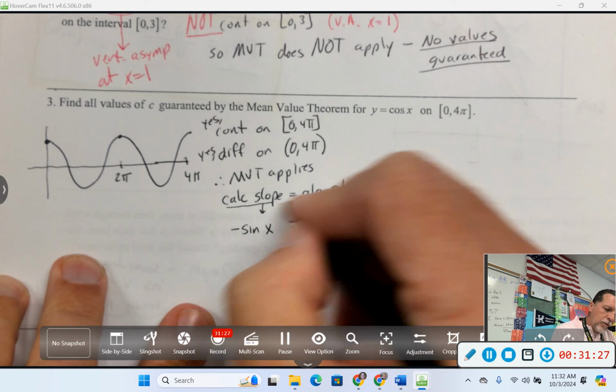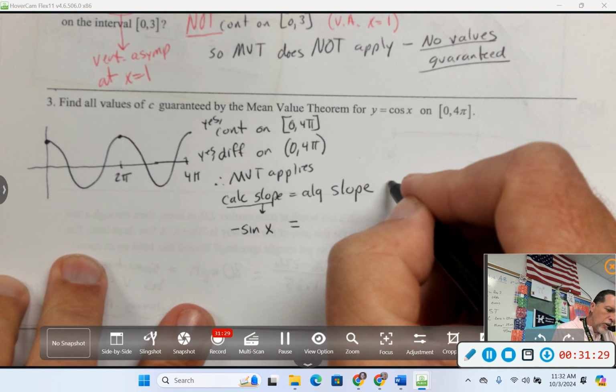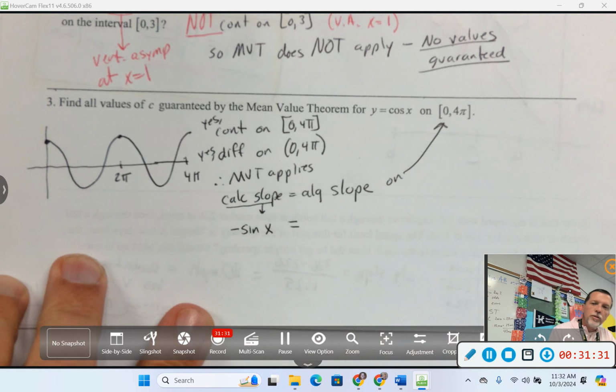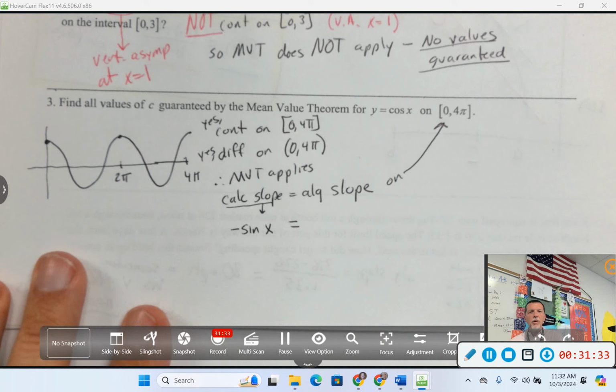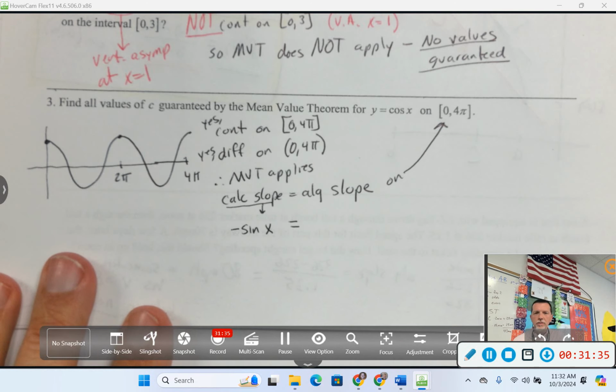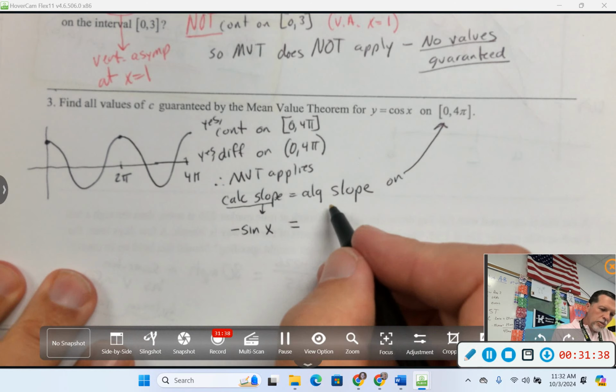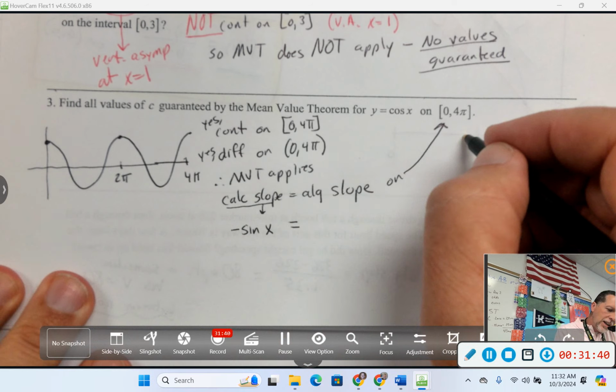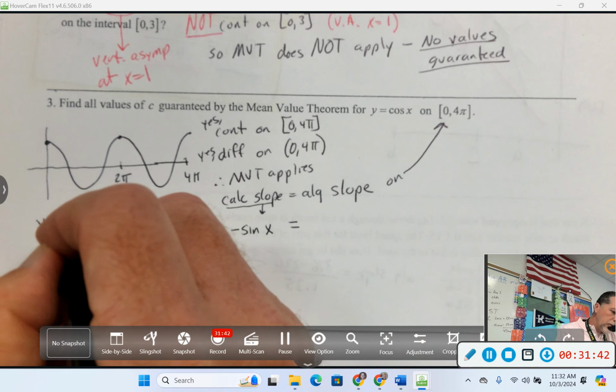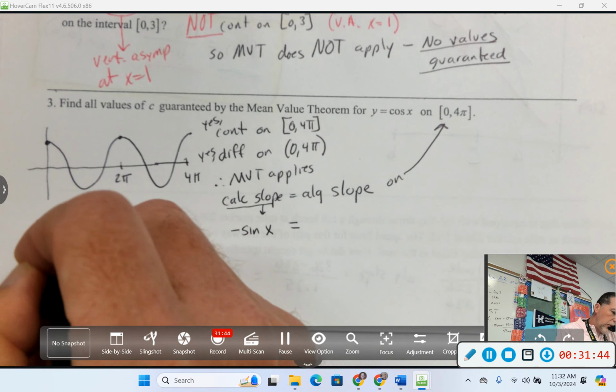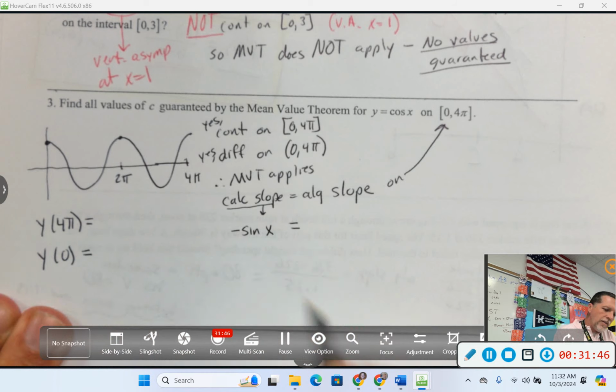In fact, you know what? I should probably say calculus slope equals algebra slope somewhere on 0 to 4 pi. And that's kind of the point. It's like, well, where does it equal? Algebra slope. So I need the algebra slope. So I need the y value at 4 pi and the y value at 0.